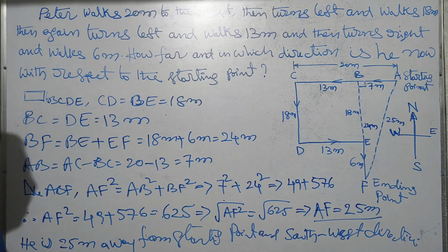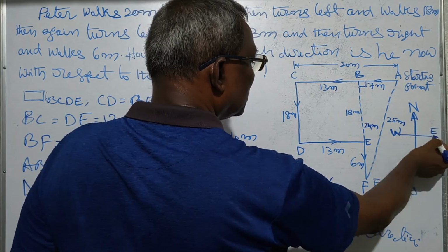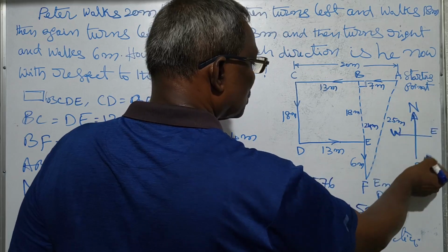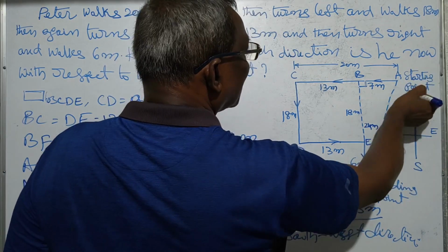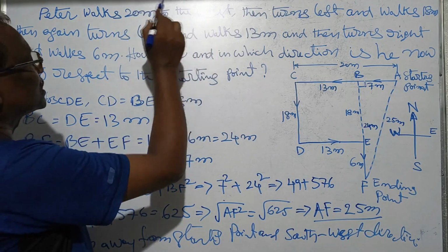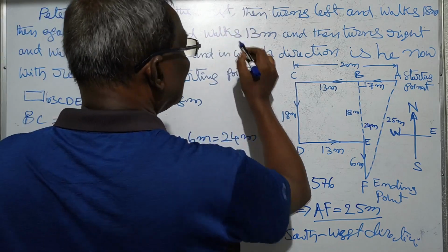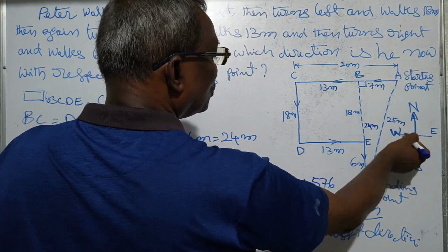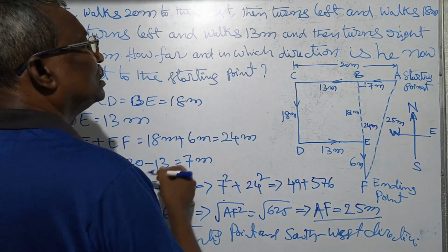Okay, again I am repeating. This is north, south, east, west. This is starting point A. Peter walks 20 meters to the west, up to C.